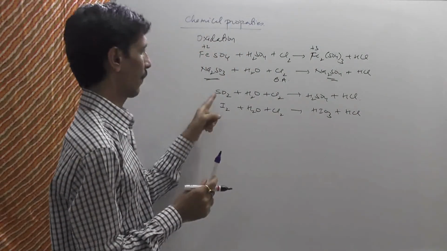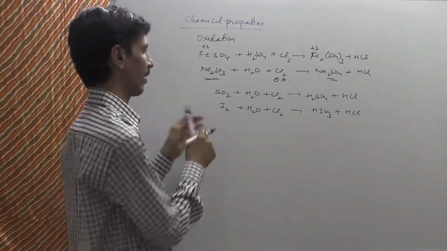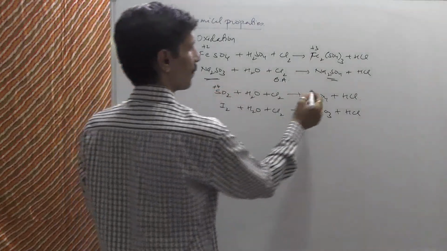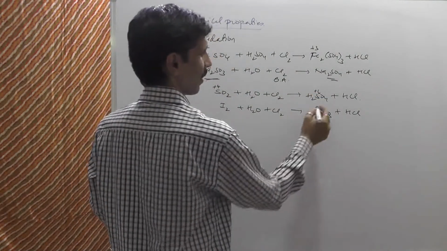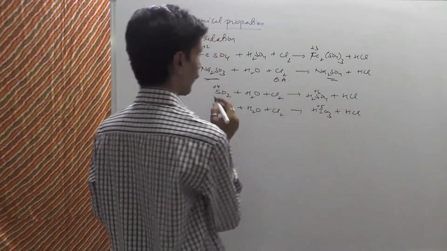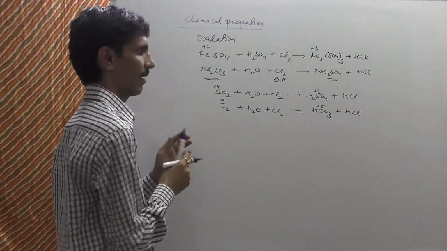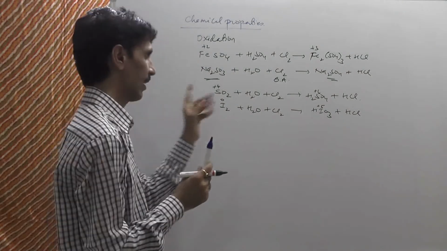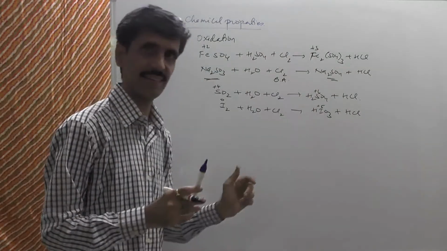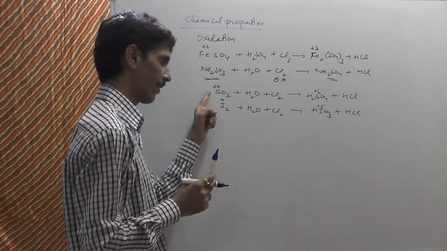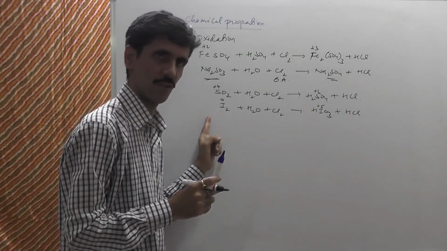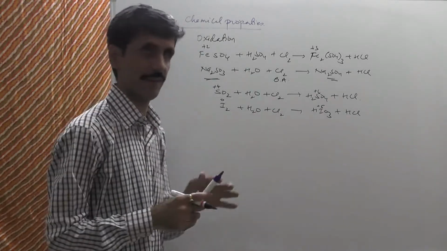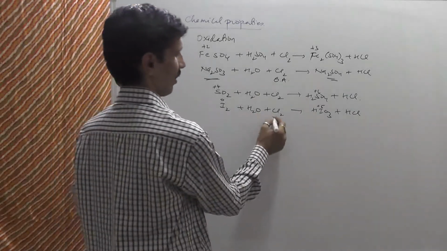Okay, so here the charge of sulfur is +4, here the charge of sulfur is +6. Okay, here the charge of iodine is 0, here the charge of iodine is +5. So in this way you can see the increase in the charge is taking place, and here sulfur has been oxidized, here iodine has been oxidized, and therefore chlorine behaves as a very good oxidizing agent.